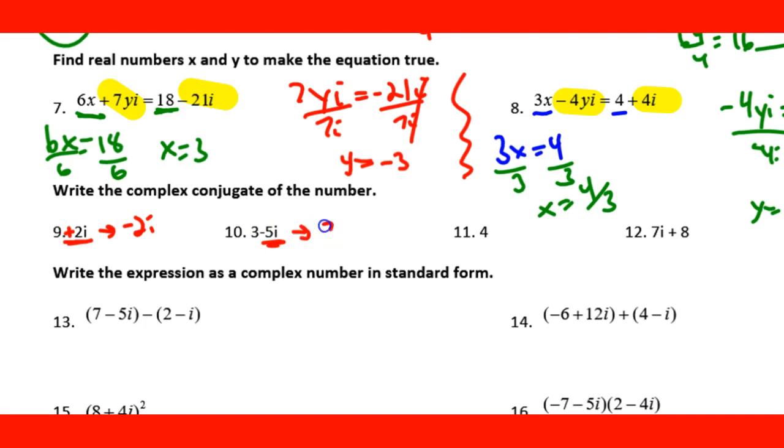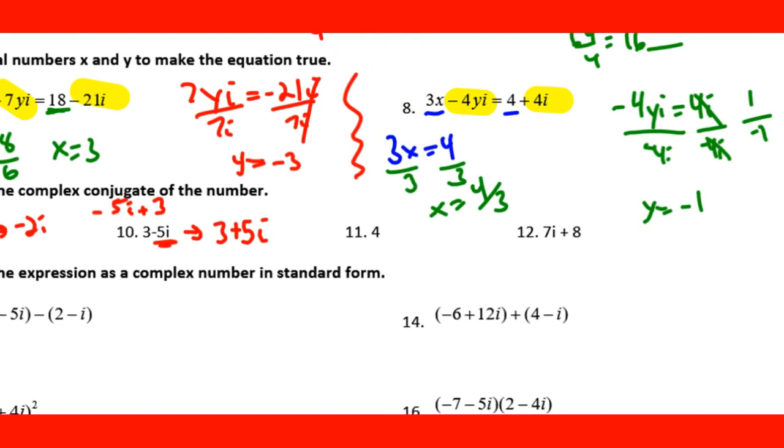So the conjugate is going to be 3 plus 4i. Change the sign in front of the imaginary part, not the second number, because you can rewrite this to be -5i plus 3. Well, we're not changing that sign. That's not the imaginary part. Positive 3 will be positive 3 regardless. You change the sign in front of the imaginary part, and that becomes a positive 5i. I hope that makes sense, okay?